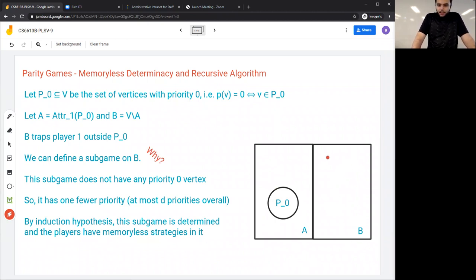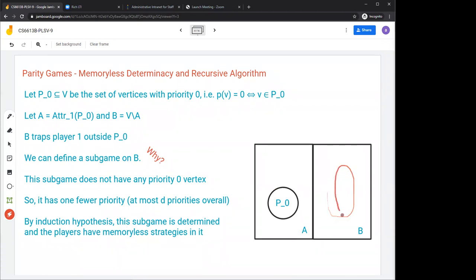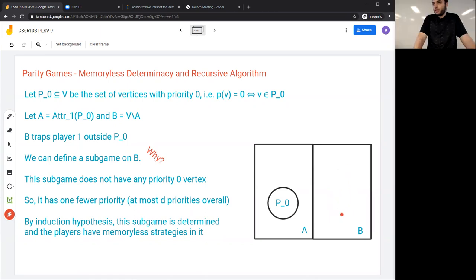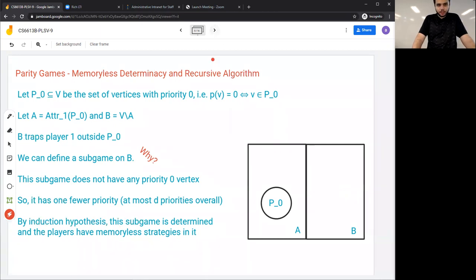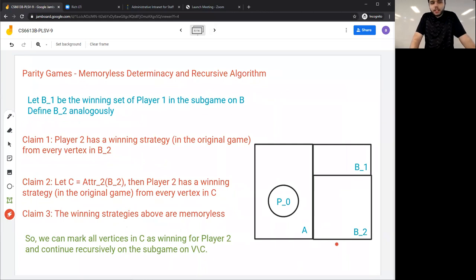So the game that I have in B, the subgame that I have here, has fewer priorities. At most, it has D priorities. It might even have less than D. But anyway, by induction hypothesis, I can say that this game, the subgame in B, is determined. So I can basically divide the vertices in B into two different sets. And this is what I'm going to do in the next slide. So I can divide the vertices in B into B1 and B2.